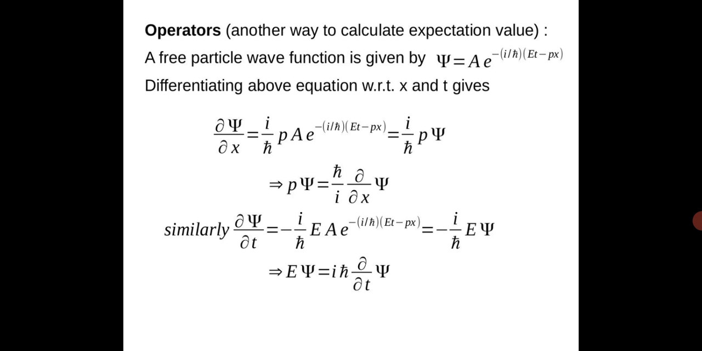As we know, a free particle wave function is given by psi equal to A e raised to minus i upon h cross times (Et minus px). If we differentiate it with respect to x, it gives delta psi by delta x equal to i upon h cross p A e raised to minus i upon h cross (Et minus px), which is equal to i upon h cross p psi. Similarly, differentiating with respect to t gives i h cross delta psi by delta t.